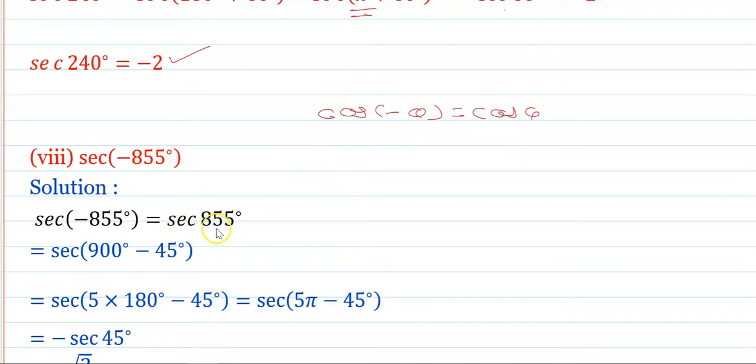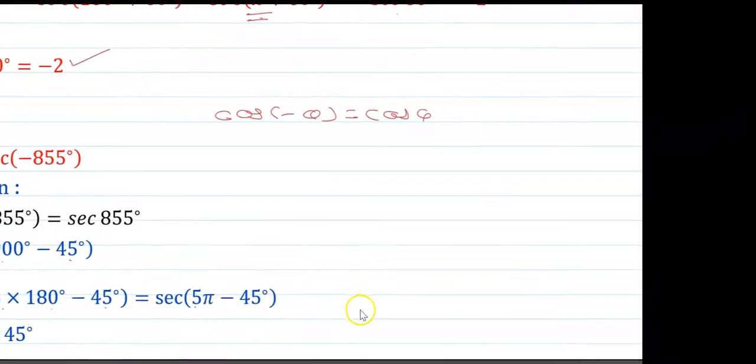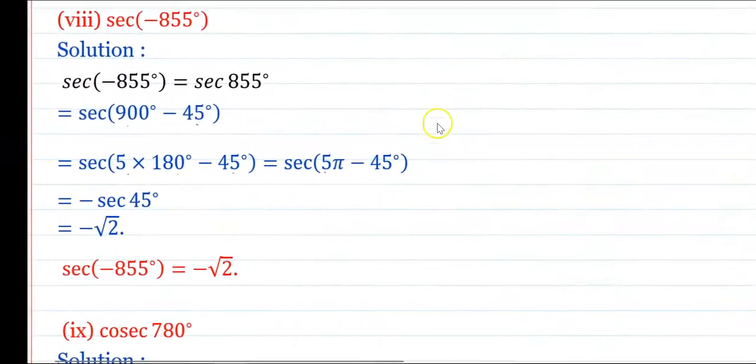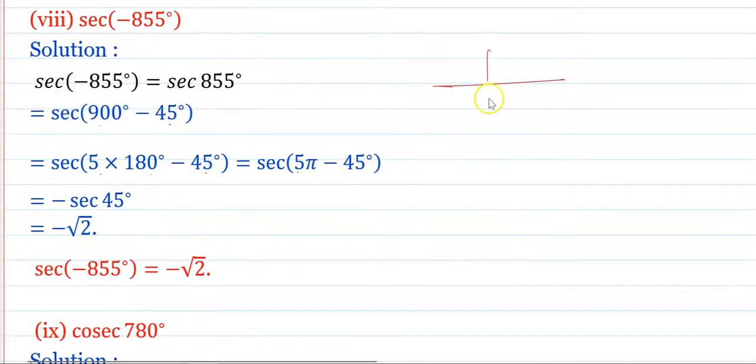Okay, sec of minus 855. 855 can be written as 900 minus 45. 900 means what? 5 into 180. 5 into 180 minus 45 means 5 pi minus 45. Now, 5 pi minus 45. See this here, how much is this? This is 2 pi, 4 pi, 5 pi. Minus 45. And it is in the third quadrant.